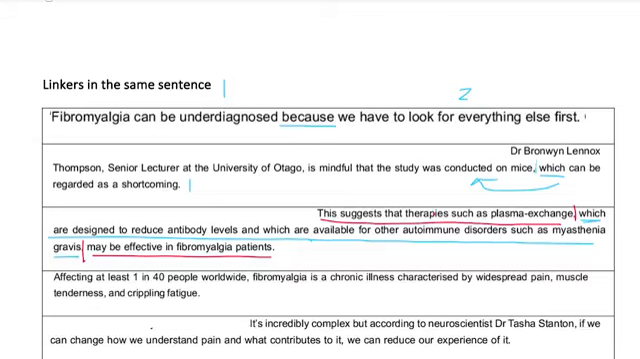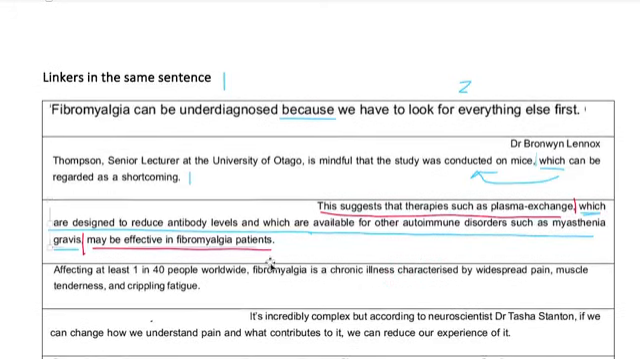This suggests that therapies such as plasma exchange may be effective in fibromyalgia patients. If you're thinking in terms of sentence structure, and not just going with the flow, then we understand what this sentence means. The bit in blue is just extra information for us. That's called a relative clause. All right. The next one.